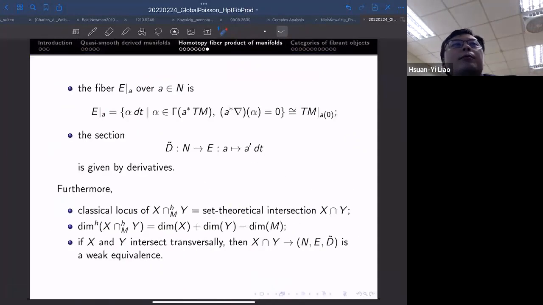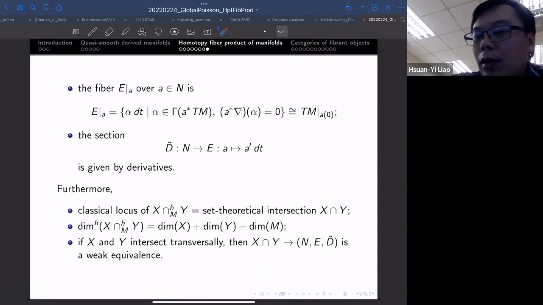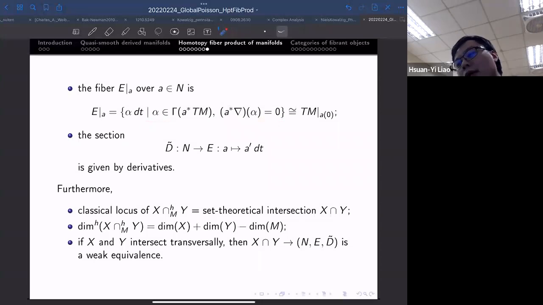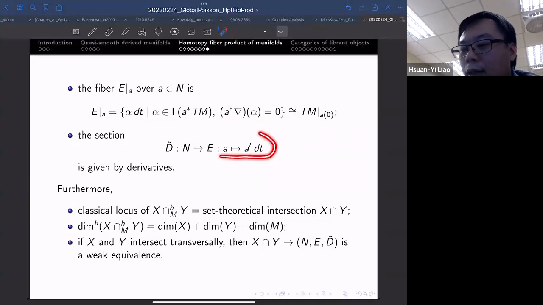And the fiber over these short geodesics is the constant pace over these short geodesics. So it is the same as a tangent space. And the section is just given by the derivative. The derivative is a section.